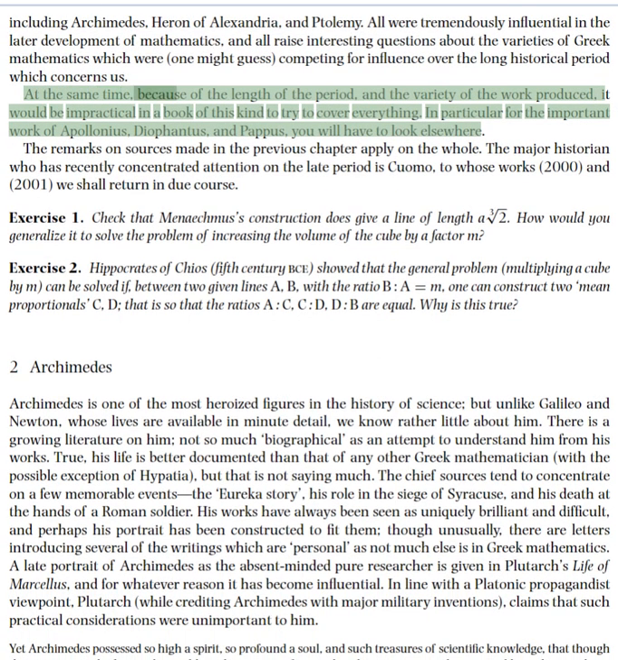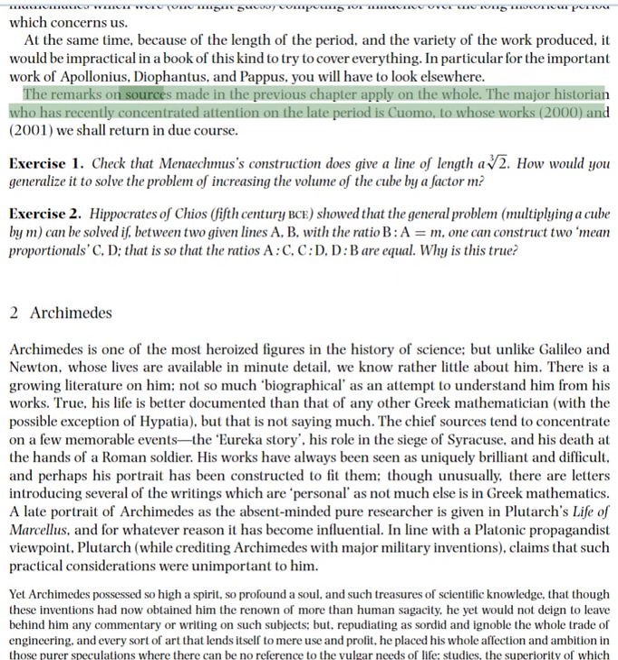At the same time, because of the length of the period and the variety of the work produced, it would be impractical in a book of this kind to try to cover everything. In particular, for the important work of Apollonius, Diophantus, and Pappus, you will have to look elsewhere. The remarks on sources made in the previous chapter apply on the whole. The major historian who has recently concentrated attention on the late period is Cuomo, to whose works we shall return in due course.